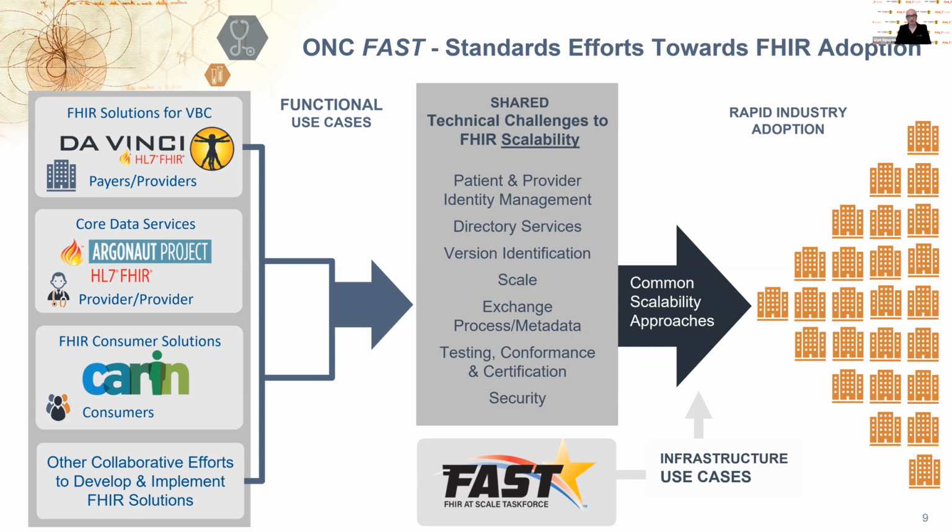And the FHIR accelerators formed under HL7 work with the FAST, or FHIR at Scale Taskforce, convened by ONC, and FAST is looking at all the issues around scaling FHIR, such as identity, directory services, and security. And so we work in collaboration in this community to really take FHIR from the use case specific approach, which is what Da Vinci does, to a scaling approach, which is what FAST does.